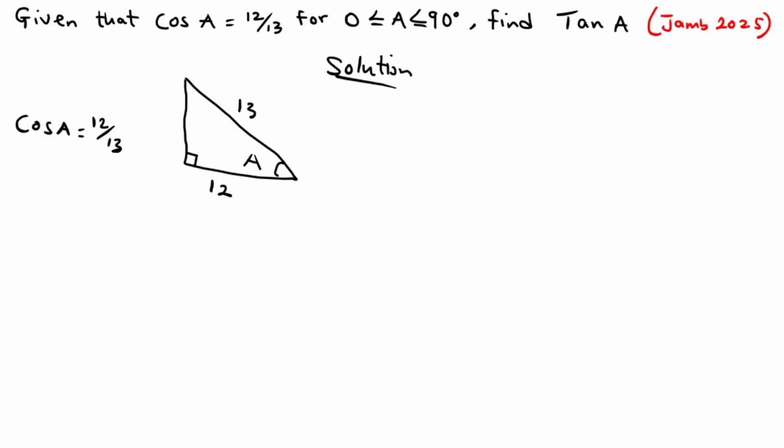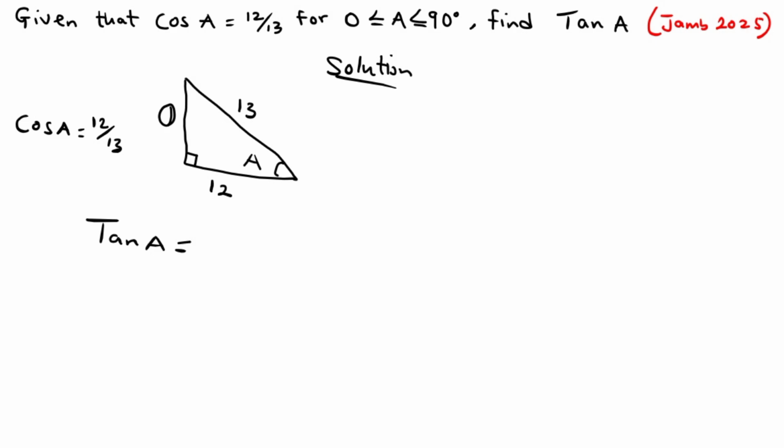Now that is for cos A, but the question says we should find tan A. So tan A will be equal to, don't forget, tan A is opposite over adjacent, but if you look at this opposite now, there is no value, is there? So I'm going to quickly make use of Pythagoras theorem to find this third side of the triangle.